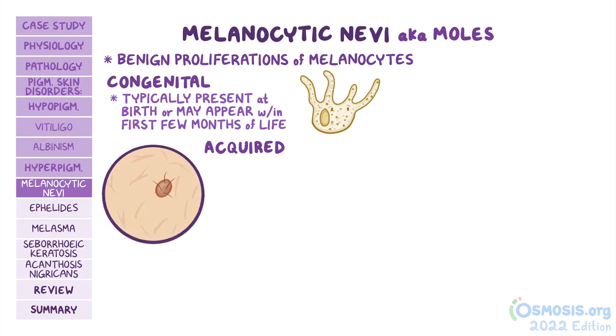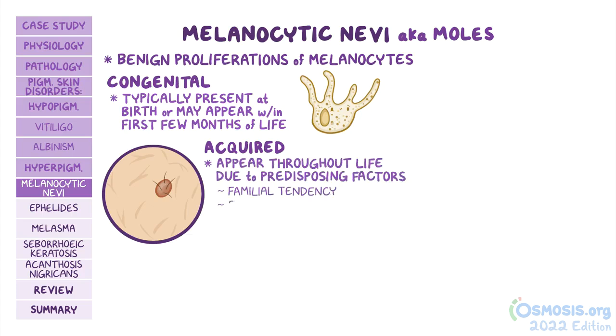On the other hand, acquired melanocytic nevi appear throughout life due to predisposing factors like familial tendency, sun exposure, and skin type, with higher nevus count seen in individuals with lightly pigmented skin.